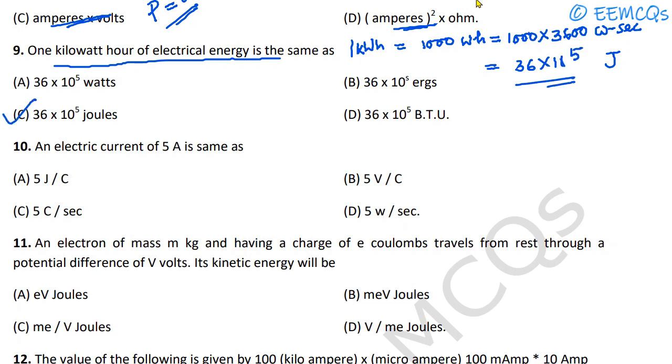An electric current of 5 ampere is same as, you know that ampere can also be written as coulomb per second. Definitely this ampere can be written as coulomb per second. So this is same as this. So option C here is the correct answer.